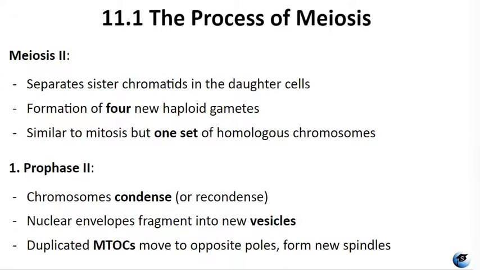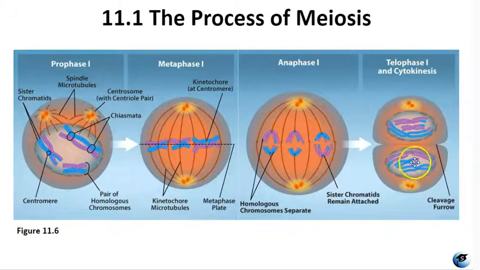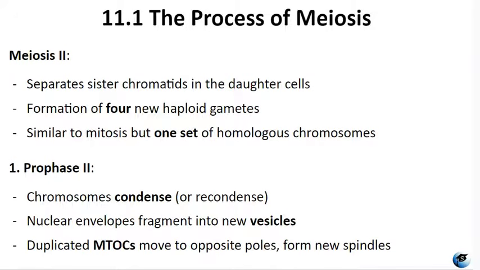Now let's look at the second round of cell division. At the beginning of meiosis 2, the cells resemble haploid cells in the G2 phase that would be preparing for mitosis. Meiosis 2 is separating the sister chromatids within the two daughter cells. So these guys here, we want to separate those. It results in the formation of 4 new haploid gametes.